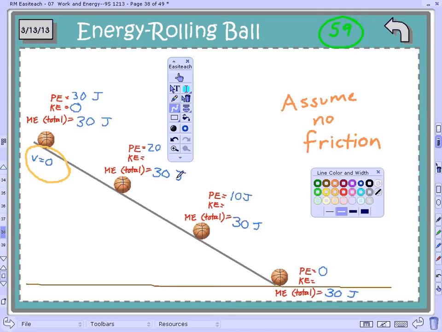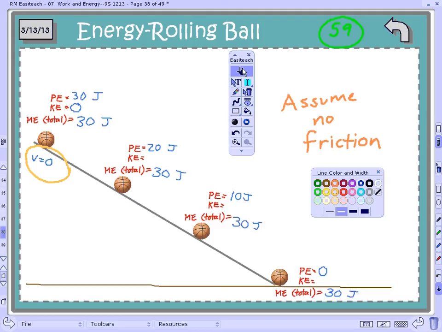The kinetic energy right here at this position, the kinetic energy must be what? It has to be 10 right here because they're supposed to add up to 30. At this position, the kinetic energy must be what? 20. Must be 20 because they have to add up to the mechanical energy. This is logic. There's not a formula for this. We're just using a concept and we're using logic. And at the last position, the kinetic energy has to be what? 30.